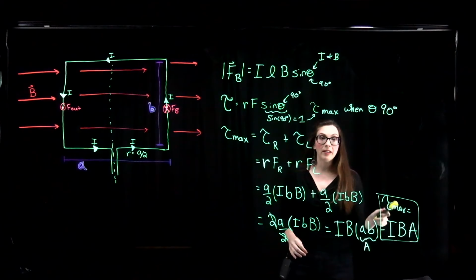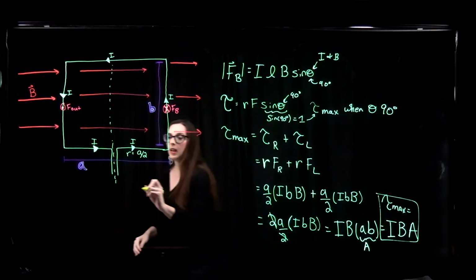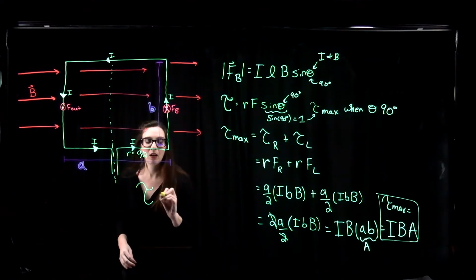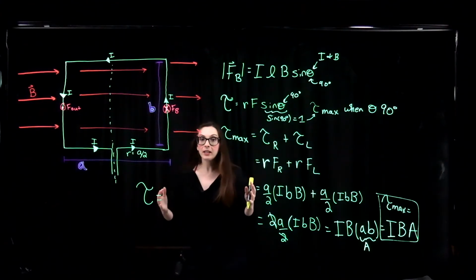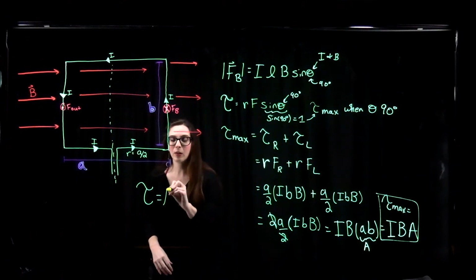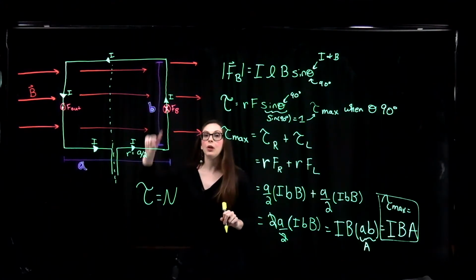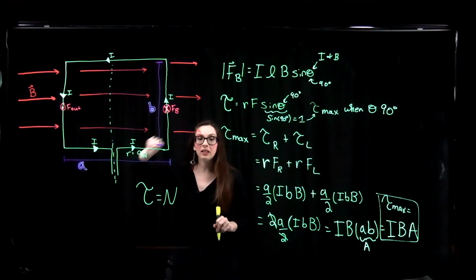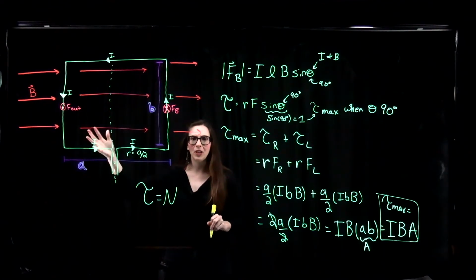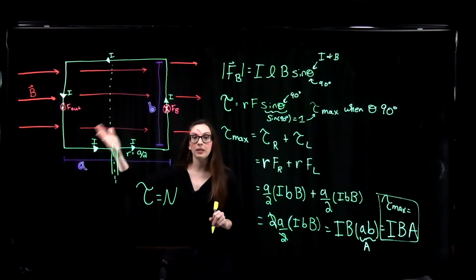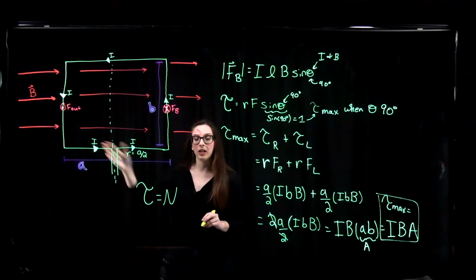Now we can generalize this equation and say that the torque on my loop for any circumstance is going to equal N, which is the number of turns of this coil. I could take this coil and wrap it around itself a bunch of times. We've only done it once here for this particular problem.